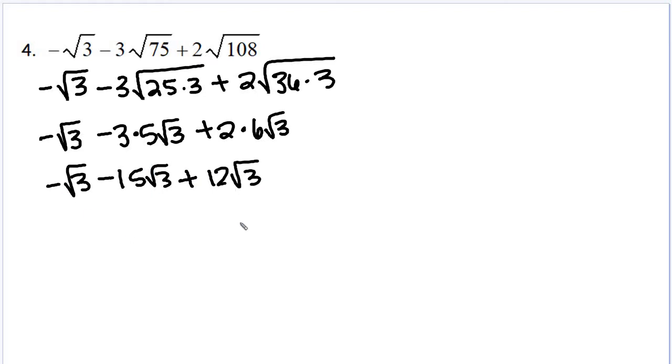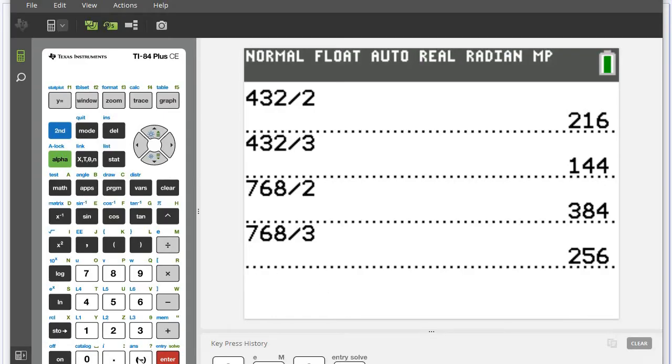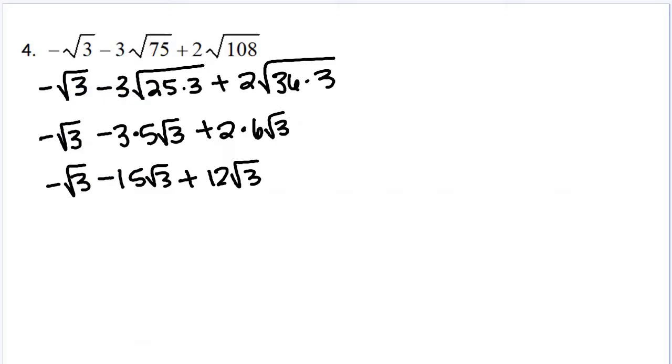Now remember, these are our boats. So our boats are exactly identical. So if you need to, you can go to the calculator. You would do negative 1 minus 15 plus 12. And that gives me negative 4 boats. So I have negative 4 square roots of 3.